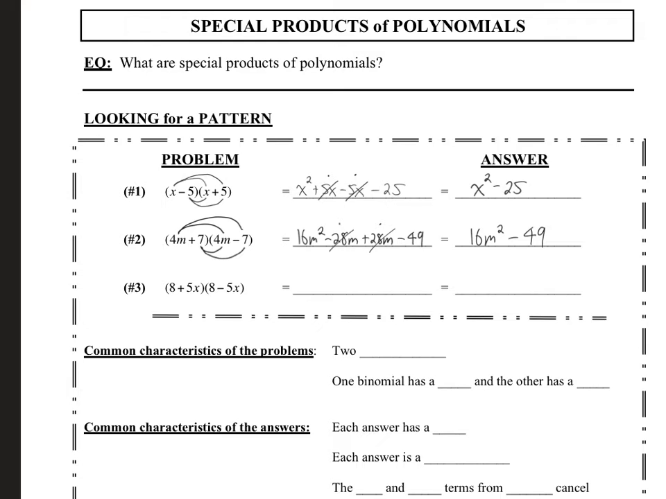Look at our answers here. So we had x squared minus 25 from x minus 5 and x plus 5, and we got 16m squared minus 49 with 4m plus 7 and 4m minus 7. Okay, see if you can figure out the pattern here.